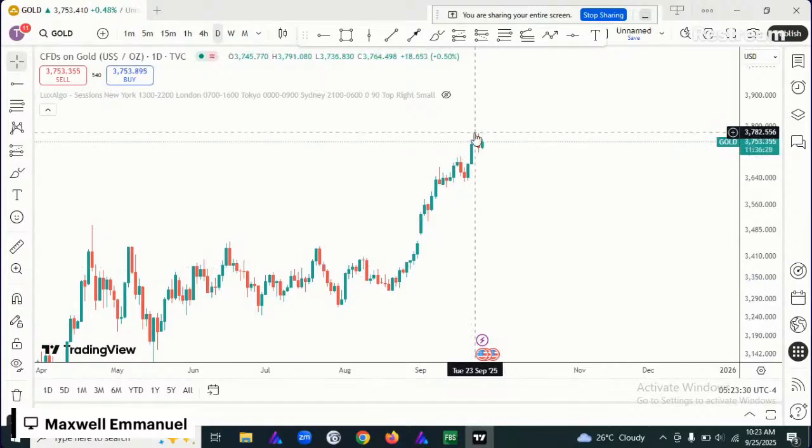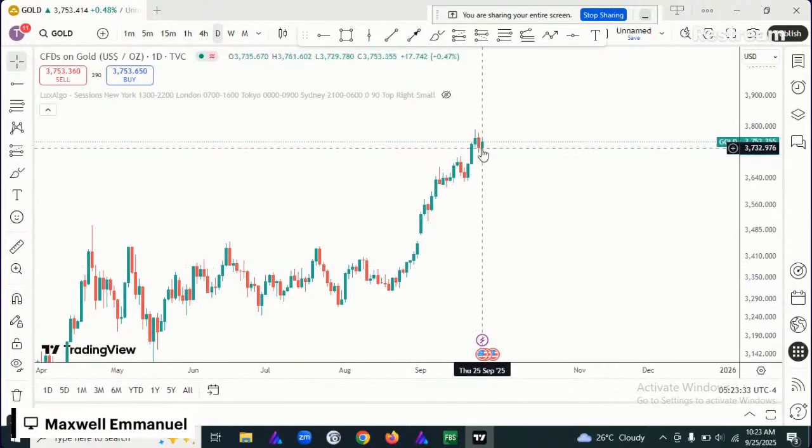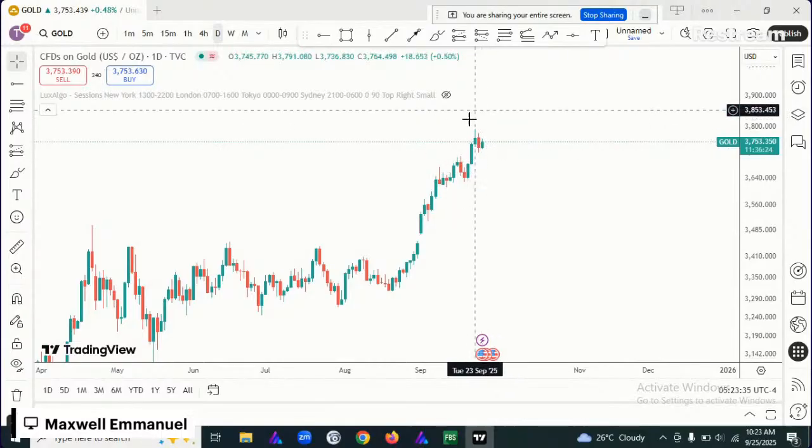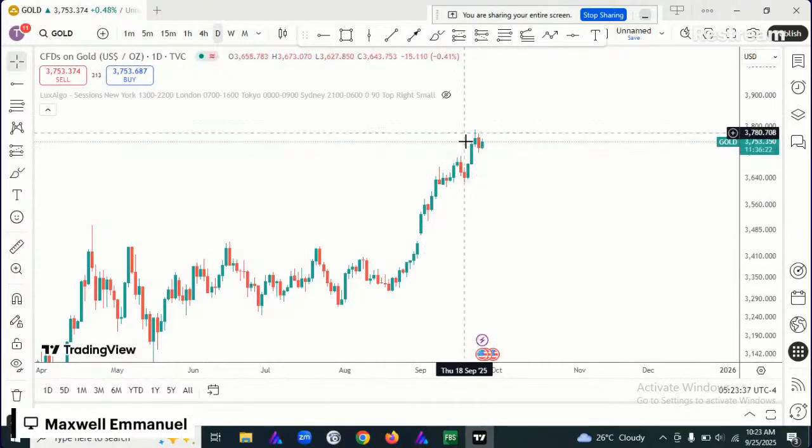So yesterday's candle closed as a shooting star. No, it closed bearish. This is a bearish setup on a daily time frame. Let's go to 4-hour.